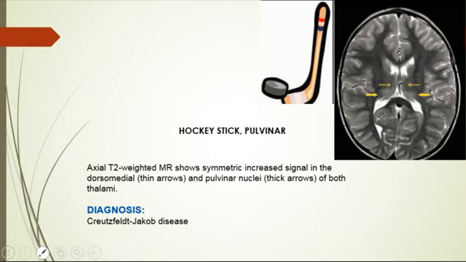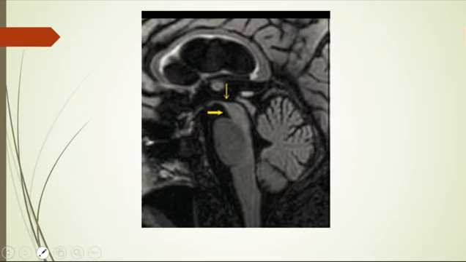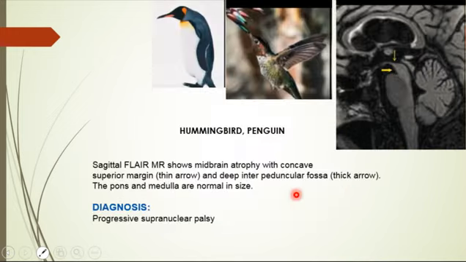Okay. This is an easy one. Hummingbird sign, or what's called the penguin sign. You can see this hummingbird, okay, indicating progressive supranuclear palsy. Okay, this is the hummingbird.